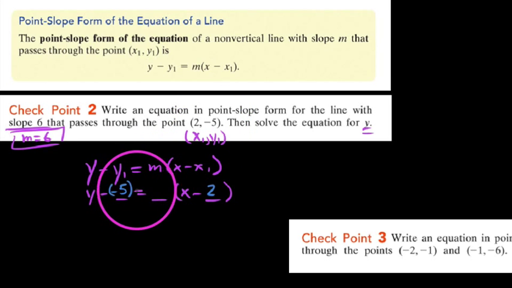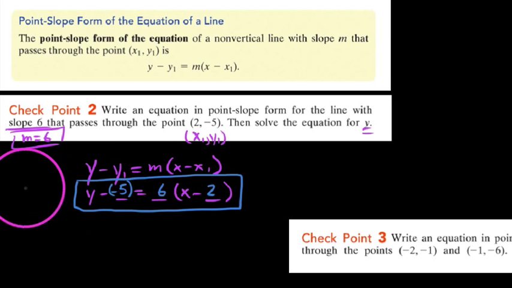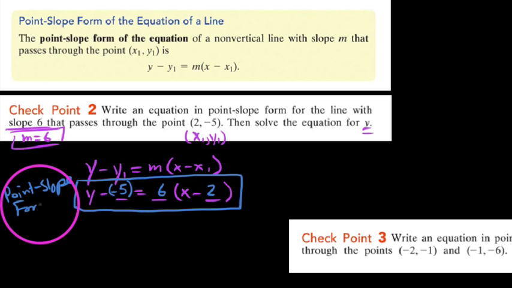We're going to put that in with parentheses. And then our slope, we desire to have a slope of 6. So first things first, I'm going to put a box around this because I want to indicate that this is the point-slope form of this line. And it is really the equation of the line at this point.